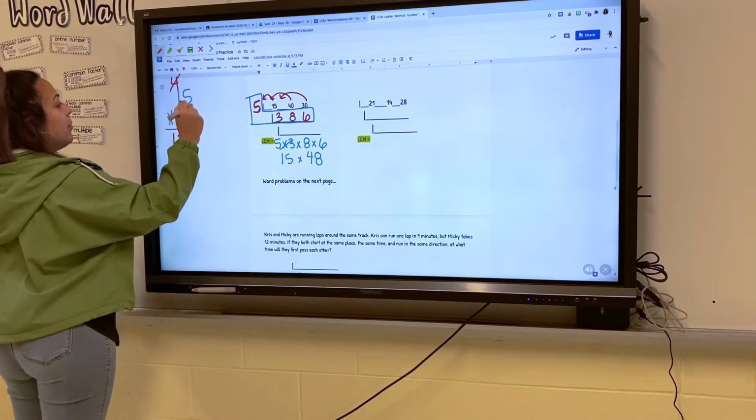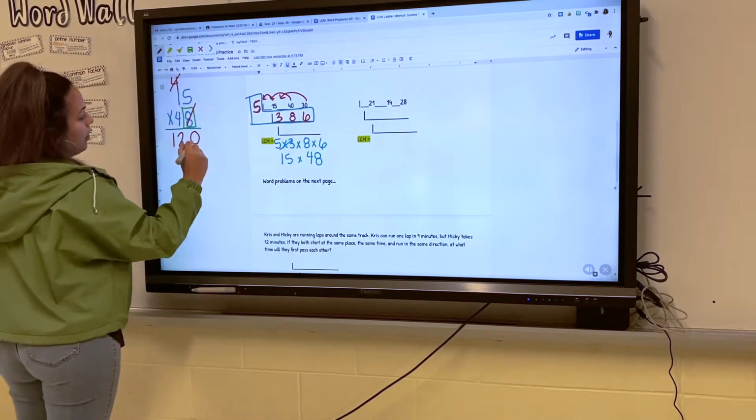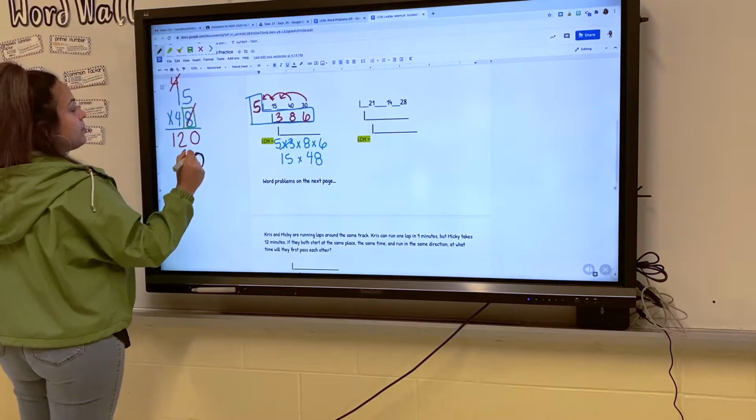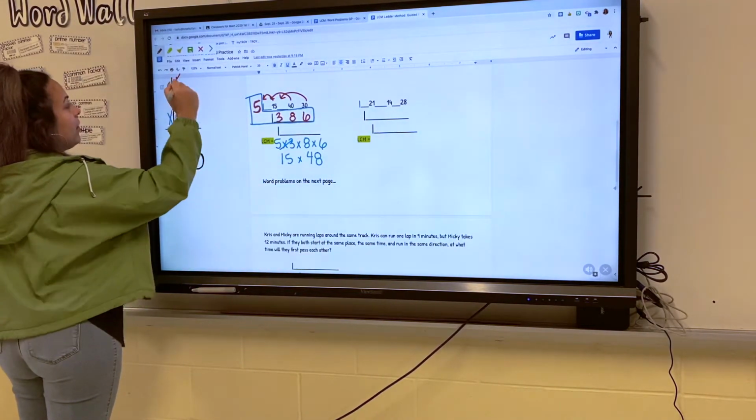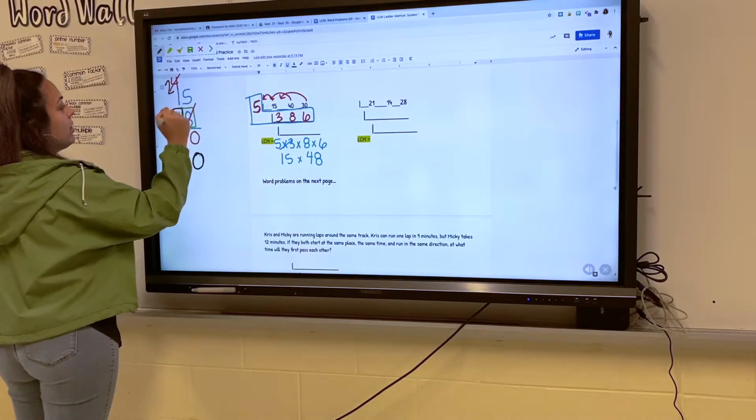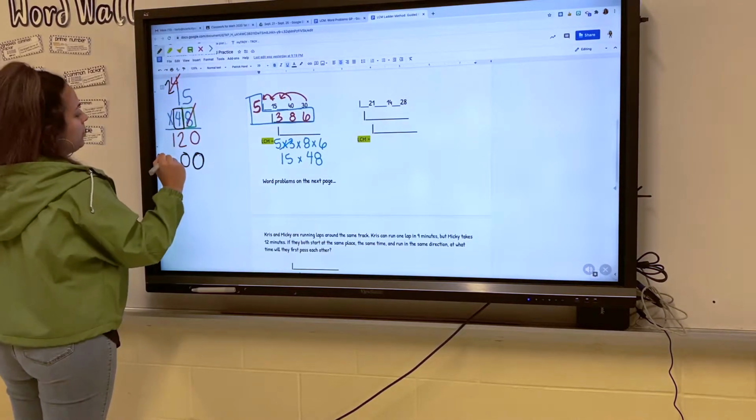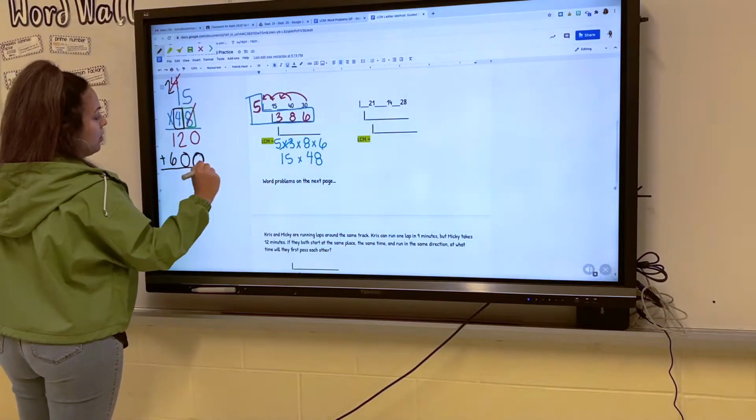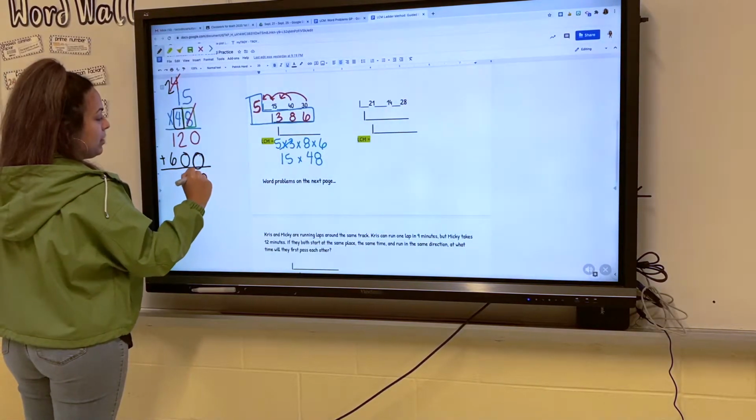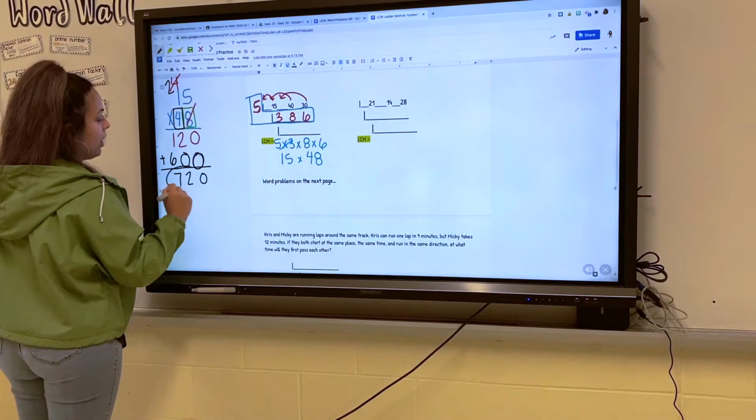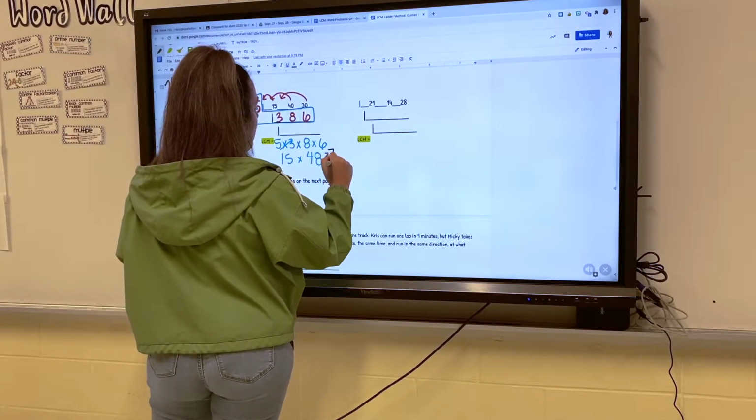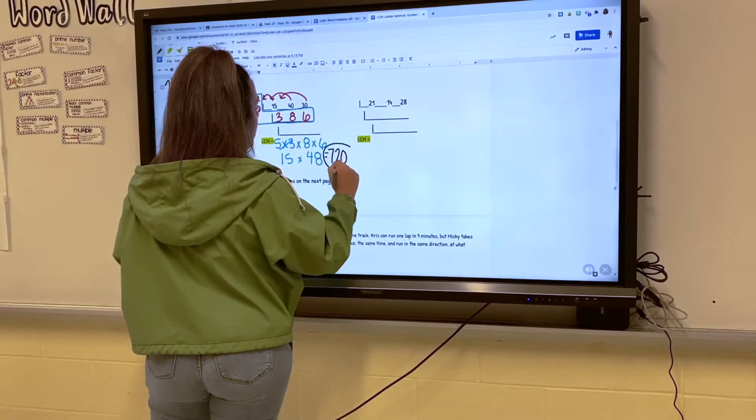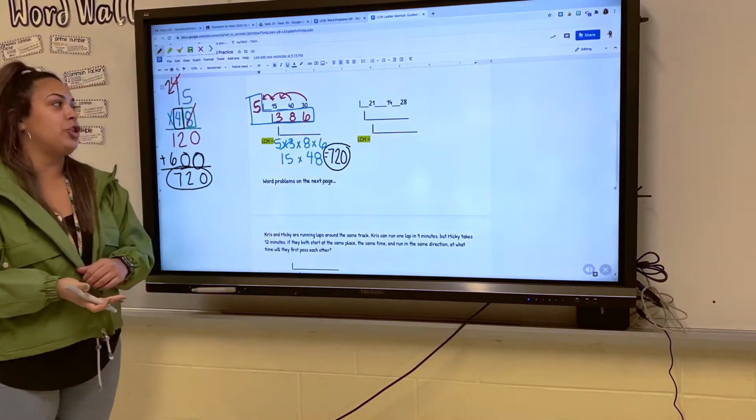I'm going to mark out the numbers I'm no longer using. Put my placeholder. Now I'm going to go to 4. 4 times 5 is 20. Carry that 2. 1 times 4 is 4. 4 plus 2 is 6. So the answer is 720. So 720 is the smallest multiple that all 3 of these numbers share.